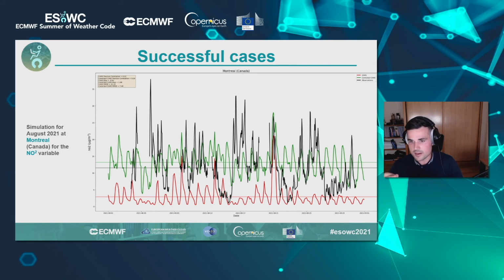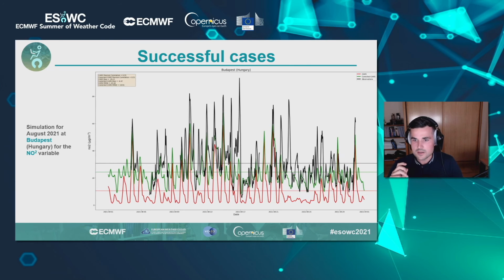we can check that for Montreal there's also a bias correction for the CAMS model compared to the observations. However, the skill in this case is not increased. The skill of the raw CAMS is better than our prediction. If we go to the next slide, here, for the case of Budapest, for the NO2 variable, we can check the same situation. There's a bias correction of the raw CAMS forecast, but the skill is not improved in this case.